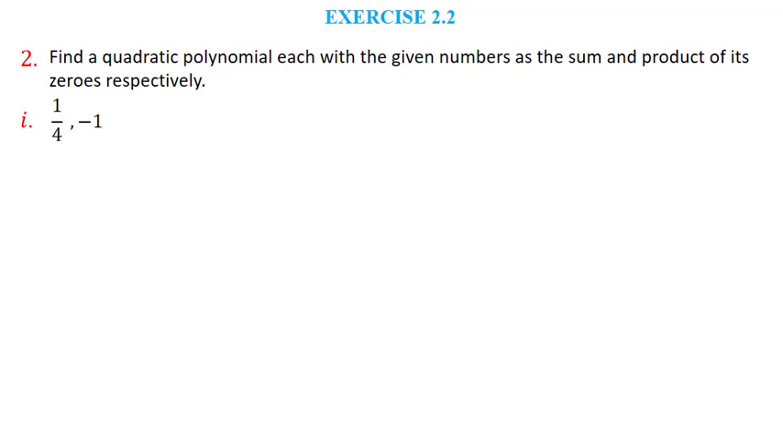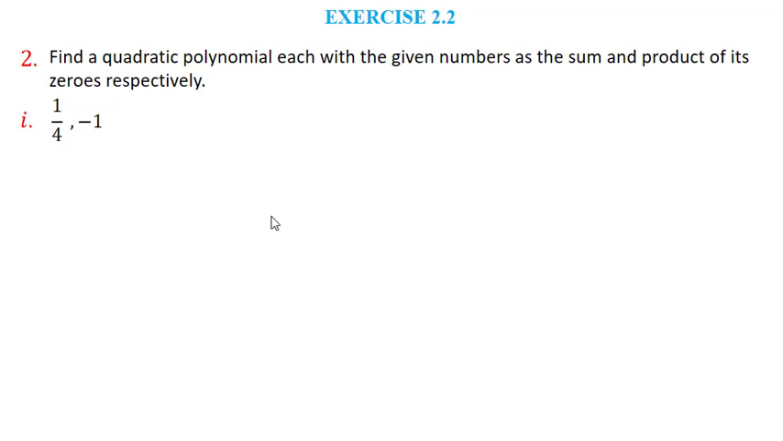Now let us see the second question. Find a quadratic polynomial, each with the given number as the sum and product of its zeros respectively. So here 1 by 4 is the sum of zeros, and this minus 1 is the product of zeros, and we have to find the quadratic polynomial.